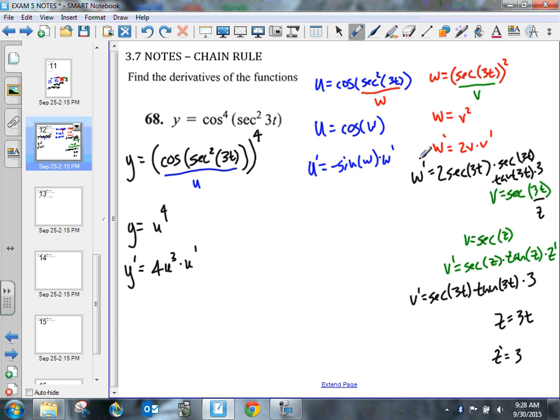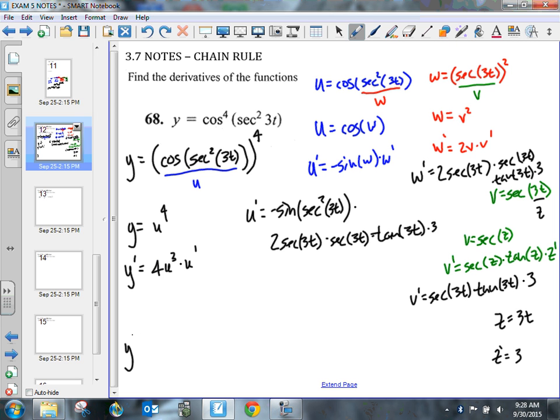Now chain it all back up to here. So u prime is equal to negative sine of W, which is secant squared of 3t, times W prime, which is all this stuff: 2 secant of 3t times secant of 3t times tangent of 3t times 3. Now that I have u prime, I can plug it all back into y prime. So now y prime is going to be this big, long thing.